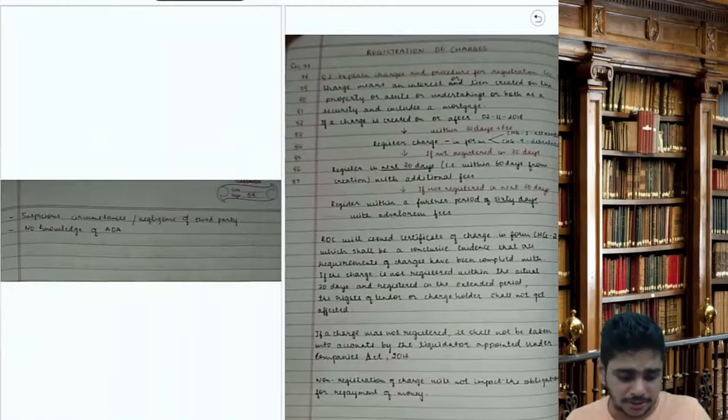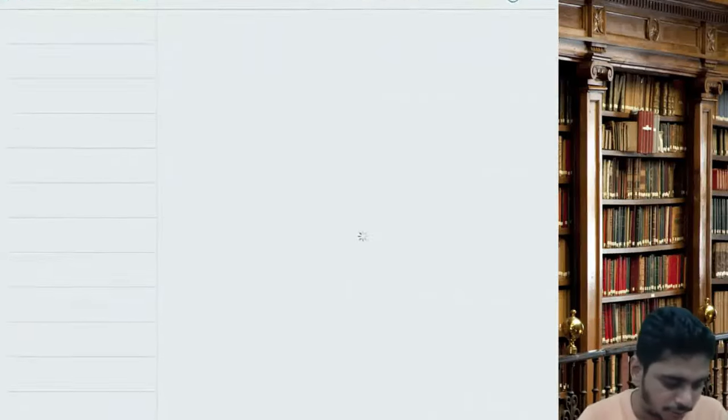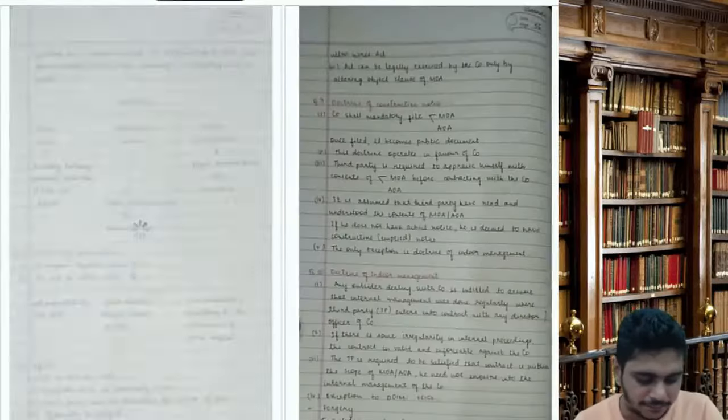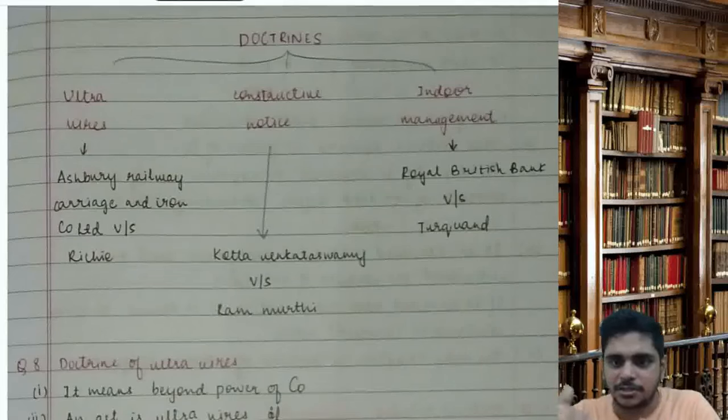Understood all the three doctrines? With this, one more chapter is over. Cool. So what you will do is read all the three doctrines again. Giving you 5 minutes, I will scroll the answer, you read it from the notes.